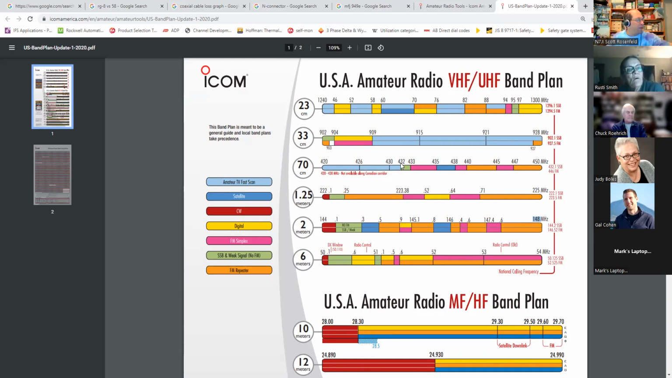Okay, we also have a couple of other modes that we like to use. One of them is CW. CW is continuous wave, also known as Morse code. Notice that we have CW on these bands, on the 6-meter and 2-meter bands, and 222 to 222.1. It's considered a weak signal mode, but it has a special place.